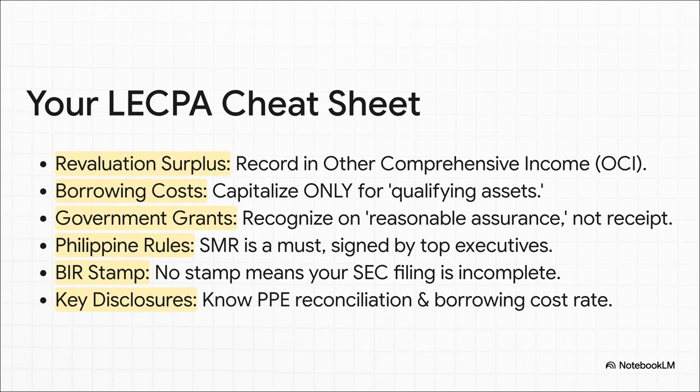Just remember, revaluation surplus goes to OCI. Capitalize borrowing costs only for qualifying assets. Recognize grants on assurance, not cash. And for our local rules, the SMR is a must, the BIR stamp is non-negotiable, and you have got to know your key disclosures. Master these, and you're in great shape.